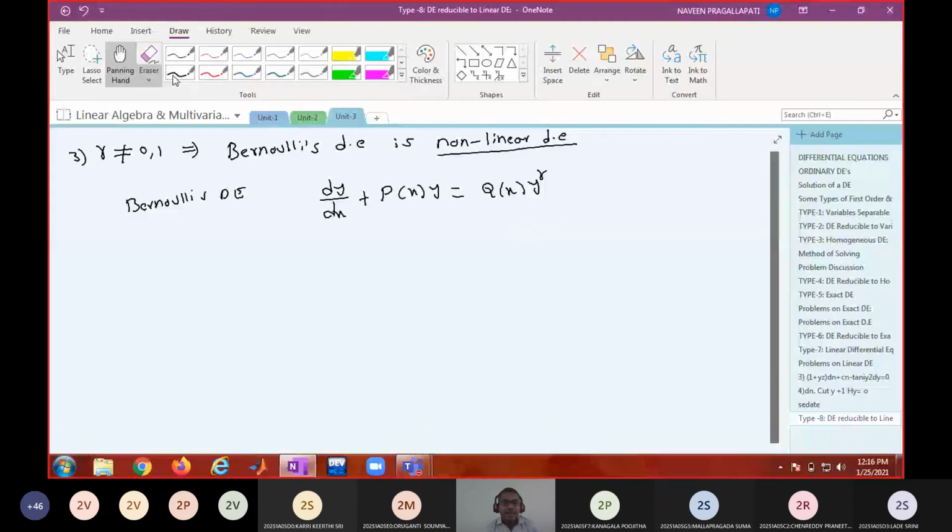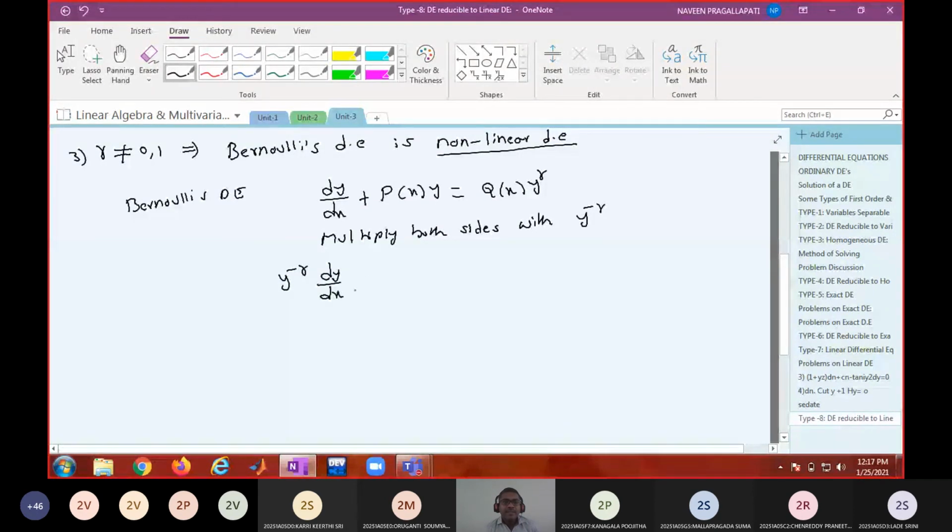Is that okay? So multiply both sides with y power minus r. Then what do we get? y power minus r into dy by dx plus p of x into y power 1 minus r is equal to q of x. Do you agree? y by y power r is y power 1 minus r.